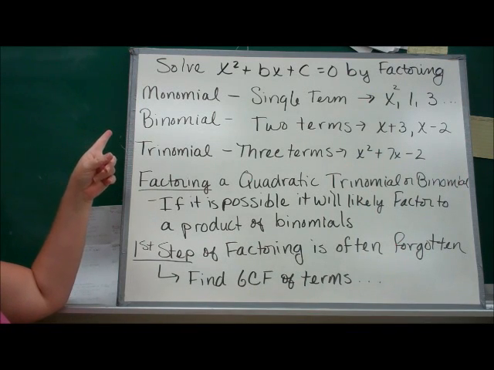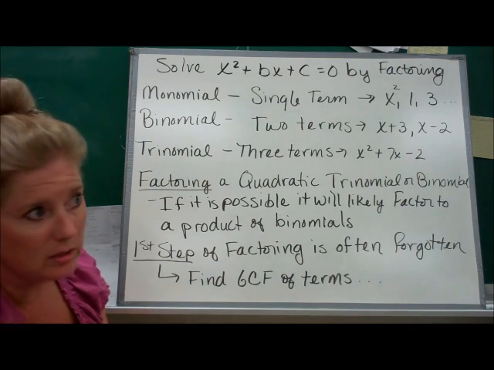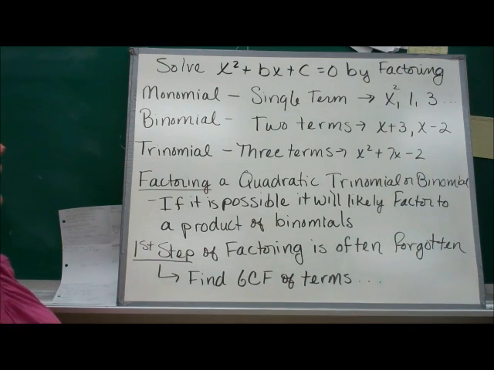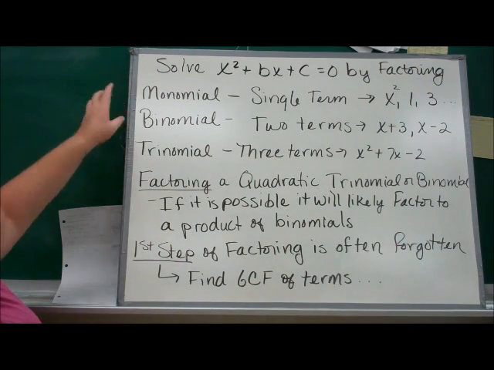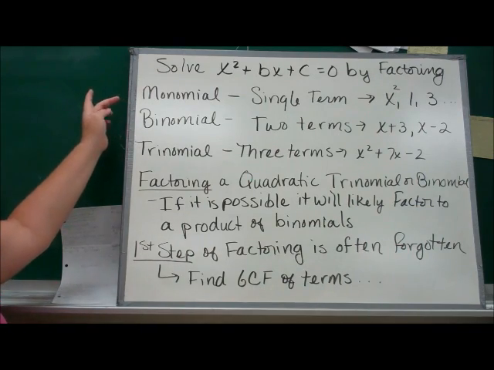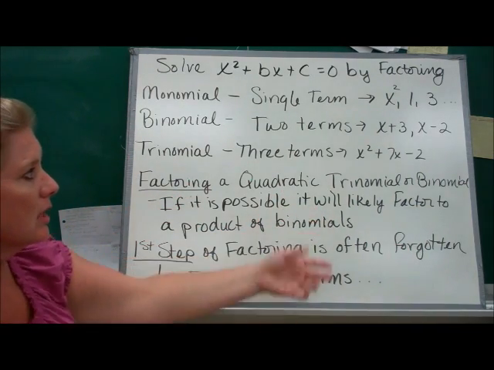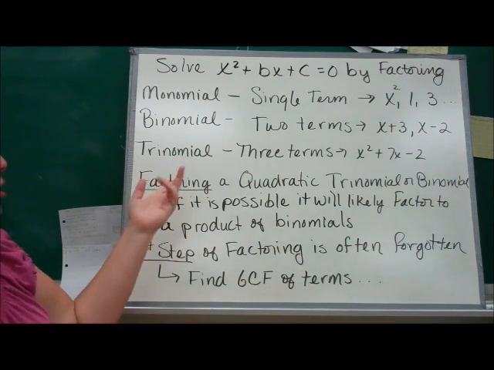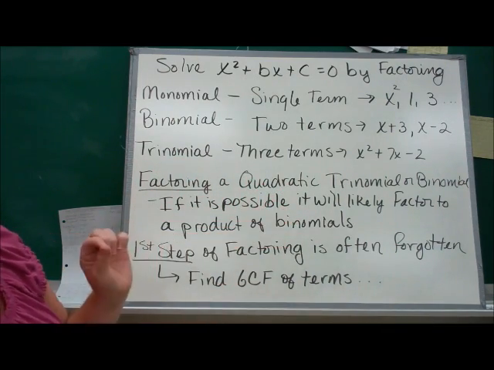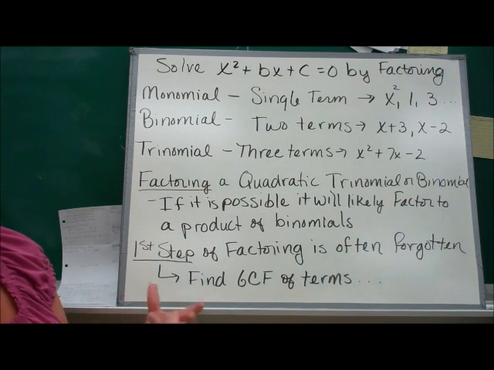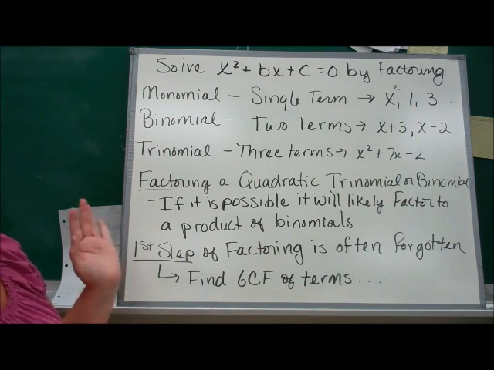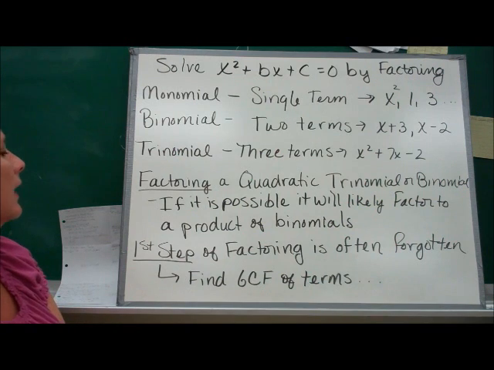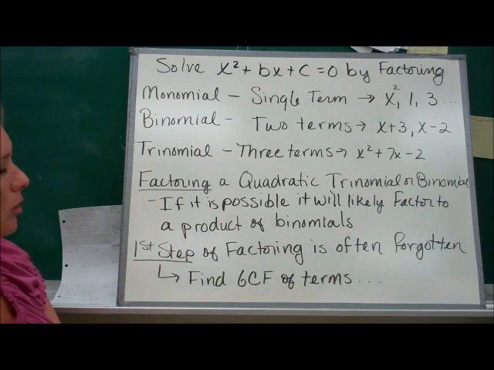Section 4.3 in our current textbook is basically solving quadratic equations by factoring. A couple of vocabulary terms here. We have a monomial, which is a single term, such as x, x squared, 1, 3. A binomial would be two terms: x plus 3, x minus 2, x squared minus 7. And then a trinomial has three terms.